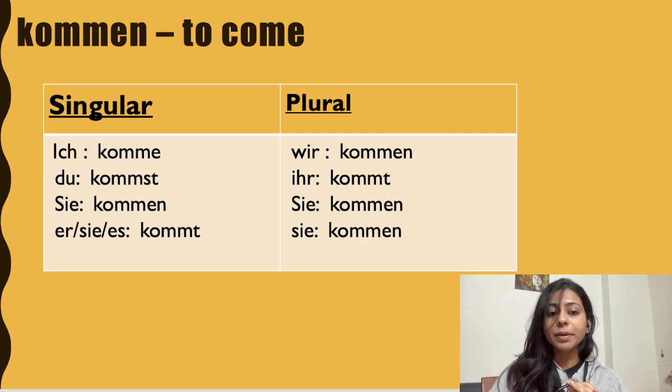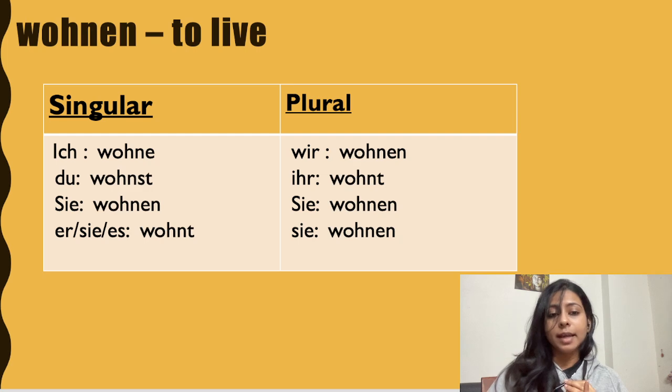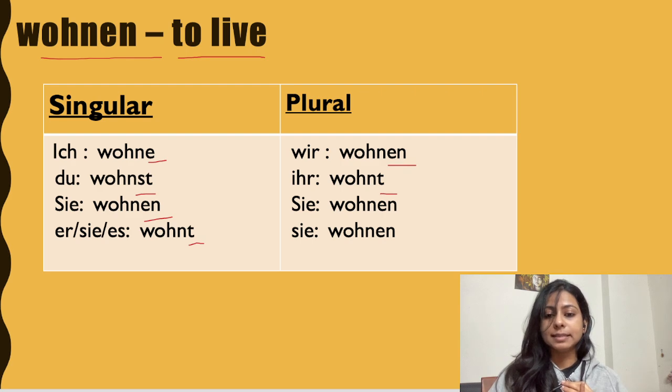Kommen. Kommen means to come. Ich komme, du kommst, er sie es kommt, wir kommen, ihr kommt, sie kommen und Sie kommen. The next verb is wohnen, which means to live. Ich wohne, du wohnst, er sie es wohnt, wir wohnen, ihr wohnt, sie wohnen und Sie wohnen.